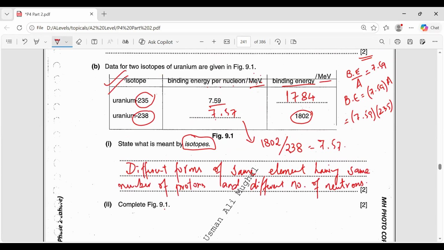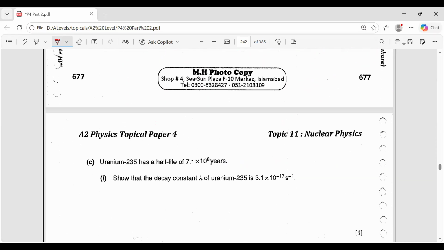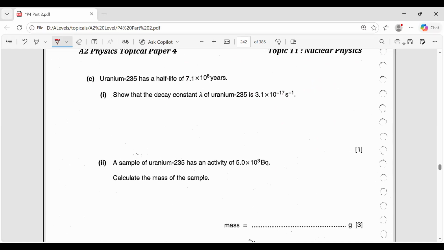Then they say complete figure 9.1, which we have already done. So this is how this question is to be managed. Okay, this is the question related to the concept which we have just studied. The question says uranium has a half-life of 7.1 into 10 raised to power 8 years. So the half-life time we are given is 7.1 into 10 raised to power 8 years.